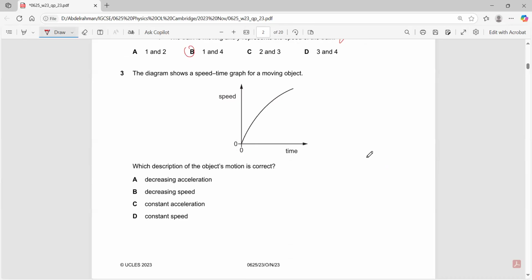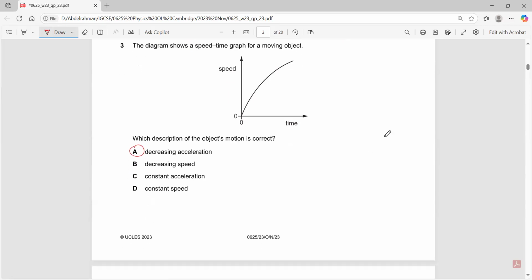The diagram shows the speed-time graph for a moving object. Which description of the object's motion is correct? What's happening to the speed? Is it accelerating or not? It is accelerating. With a constant acceleration? No, with a decreasing acceleration. Yes, decreasing acceleration.